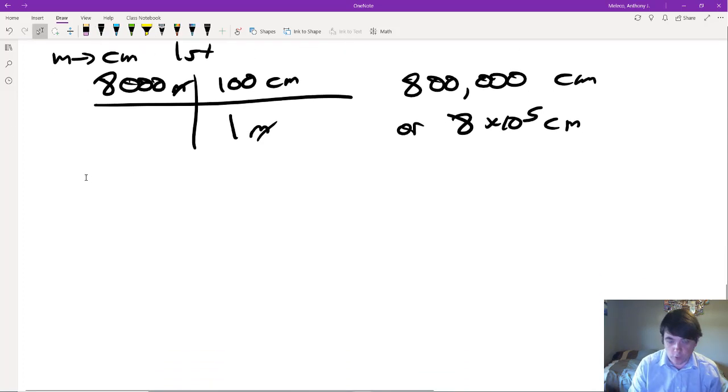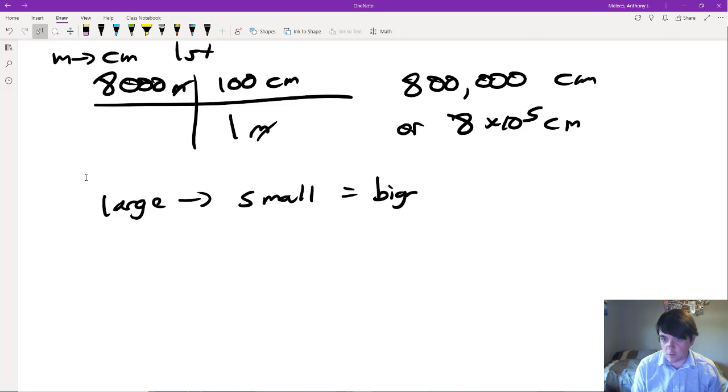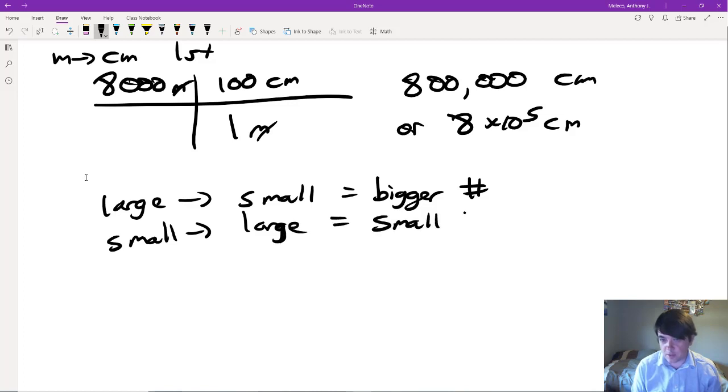Okay, so, and then large to small equals bigger number, like we got here, okay? Bigger number. And then if you're going from a small quantity to a large quantity, that would be a smaller number.